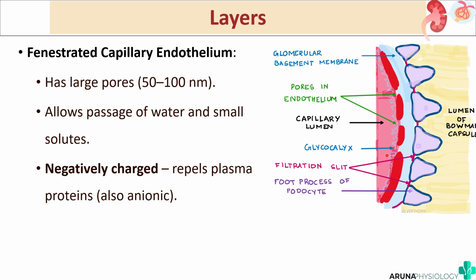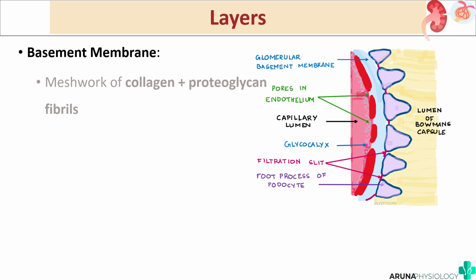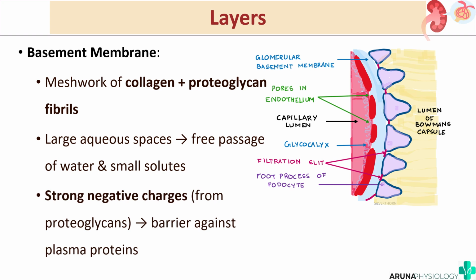So plasma proteins also usually will not be filtered because the negative charge will repel plasma proteins from this filtration barrier. The second one is the basement membrane. The basement membrane is basically a meshwork of collagen and proteoglycan fibrils. So it has got large aqueous spaces which allow free passage of water and small solutes. This also has got a strong negative charge from the proteoglycans, which forms a barrier against plasma proteins.